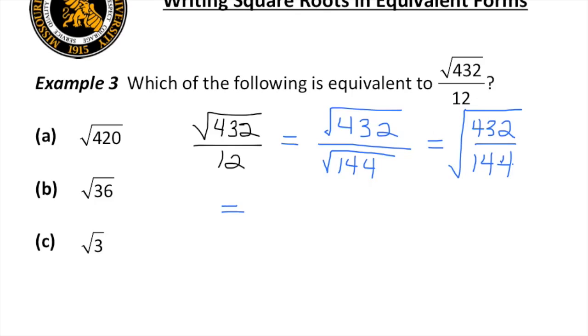Now remember, a fraction is the same as division. That is, 432 over 144 is the same as 432 divided by 144. And if you perform that division, you find out that 432 divided by 144 is 3. So our final answer is the square root of 3, and our choice is option C.